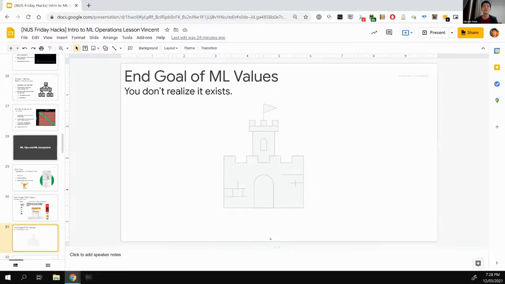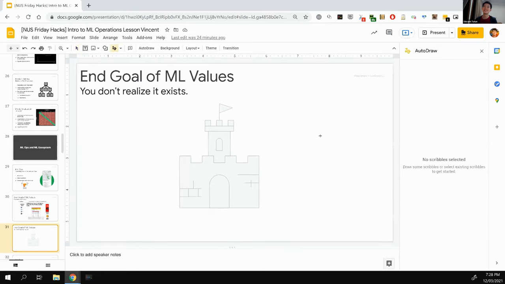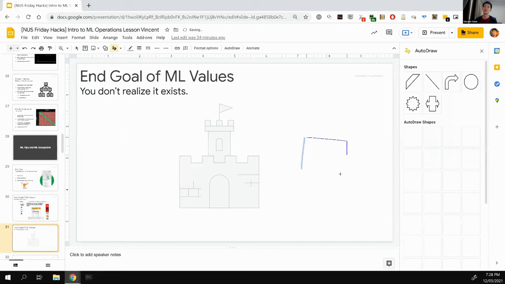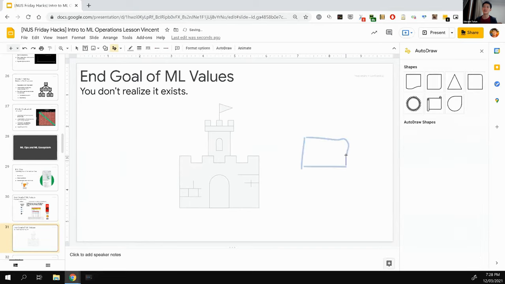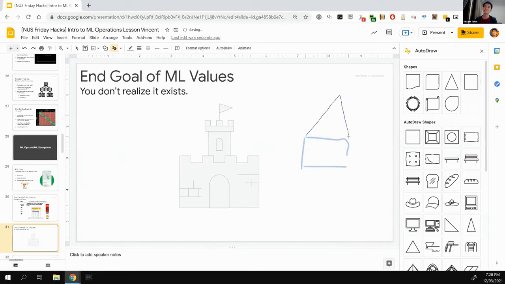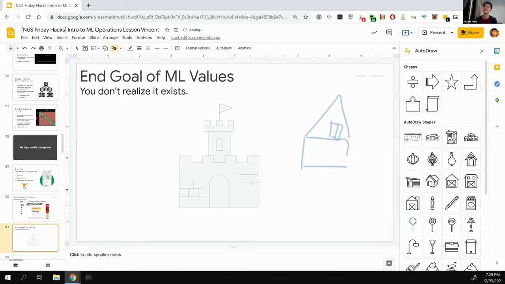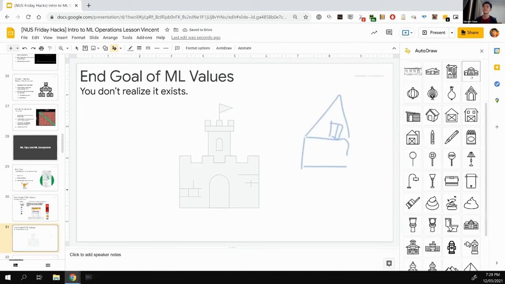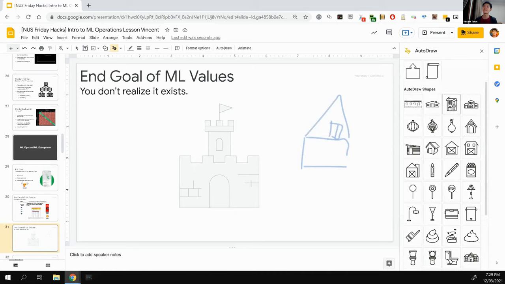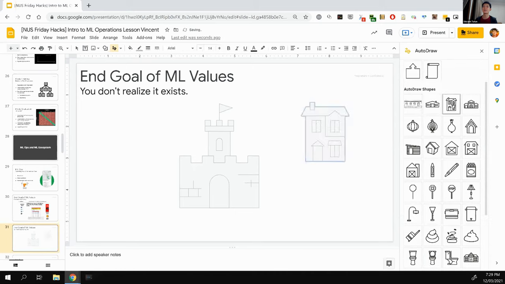For example, I don't know if you know about this, but I think it will help you in your assignments a lot. In Google Slides, you can actually go through the auto draw here. I do this a lot whenever I just want to draw a certain diagram or add an icon. So for example, I just draw a house here, and then there's a window here, right? And then if you see here, auto draw shapes, there are so many houses already, right? So I just take the one that's quite cool.